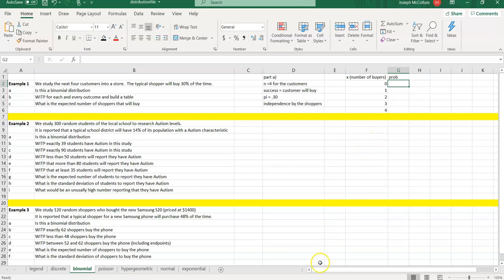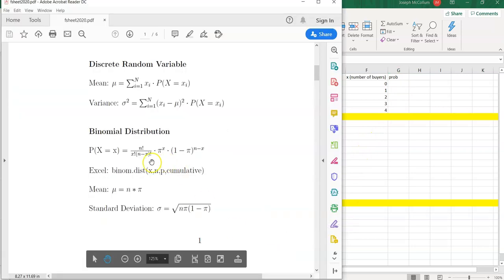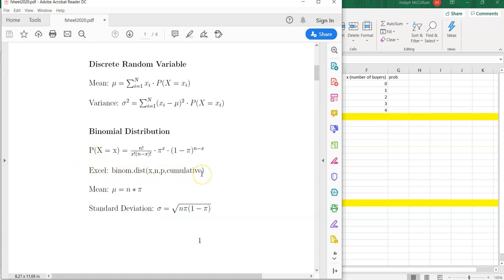And how do I do that? Or how does one do that? Well, you can look up the formula for binomial. The formula for binomial distribution is right here. Yes, I know Excel has a quick trick. Let's not go there yet. Let's look at the binomial distribution and what it means.